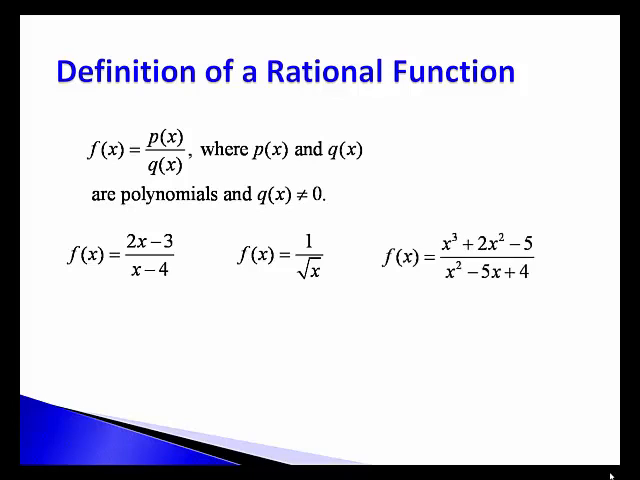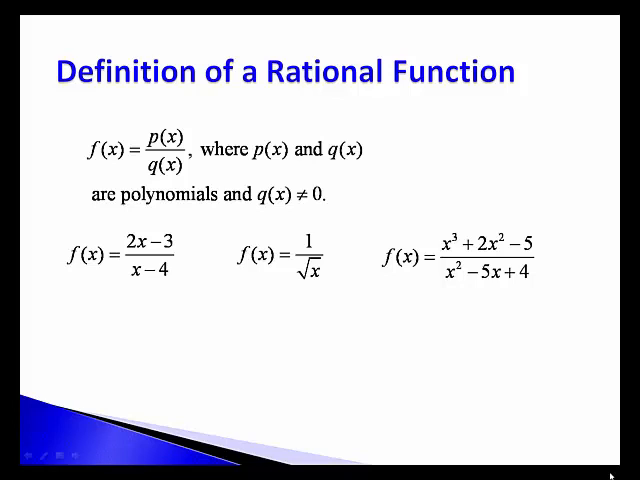Let's look at the third one. Here we have a polynomial in the numerator, x to the third plus 2x squared minus 5, divided by x squared minus 5x plus 4, which is also a polynomial. So the first one and the third one in this list are both rational functions.